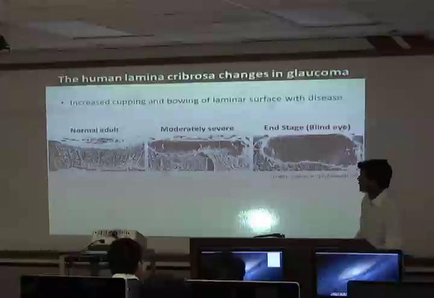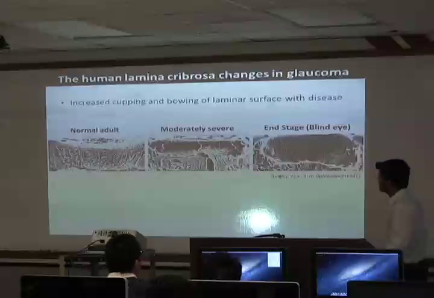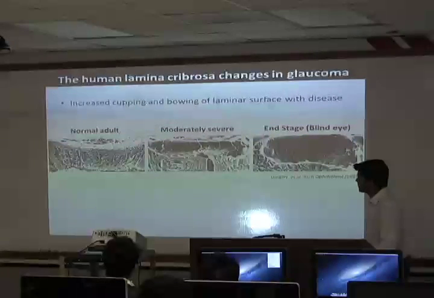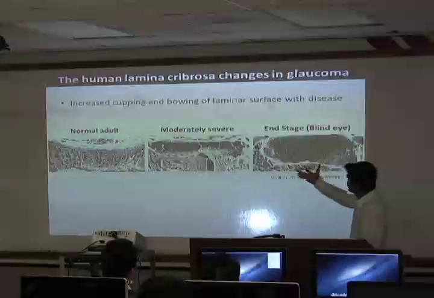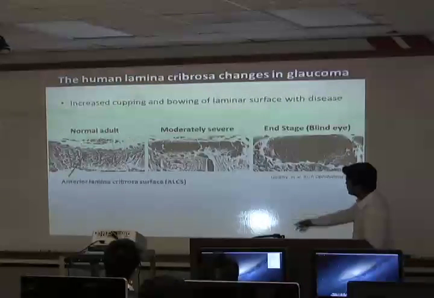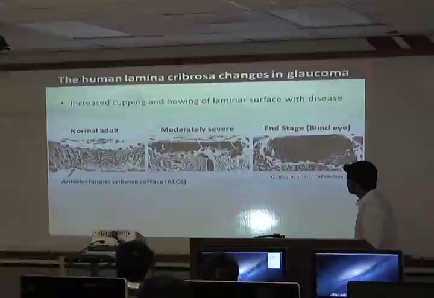So how does the lamina cribrosa look in humans with glaucoma? Quickly, I showed that there is increased cupping and bowing of the surface with progression of disease, as you can see in these cross-section images.